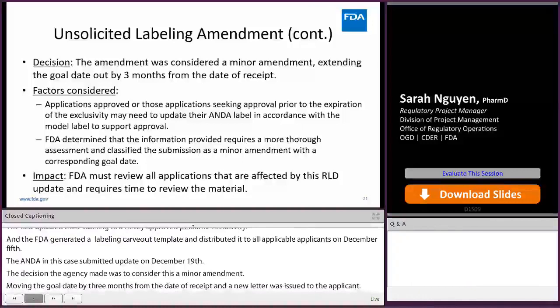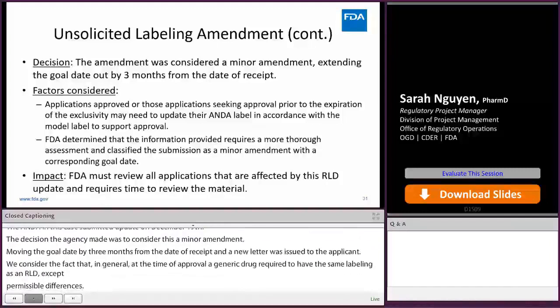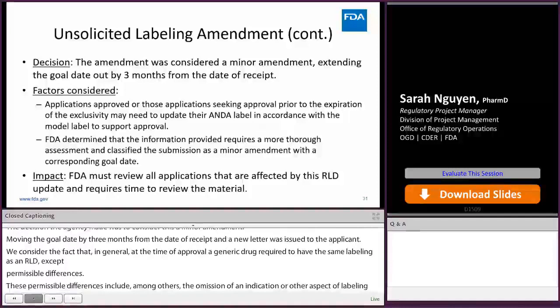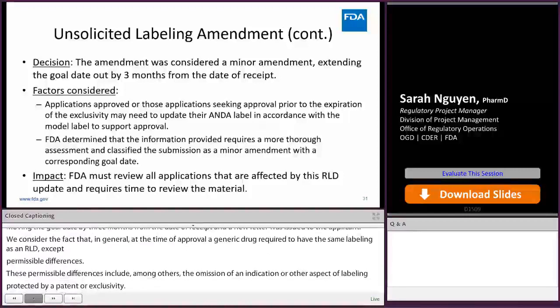These permissible differences include, among others, the omission of an indication or other aspect of labeling protected by patent or exclusivity. The Division of Labeling notes in their correspondence to applicants that applications approved or those applications seeking approval prior to the expiration of the exclusivity may need to update their ANDA labeling in accordance with the attached model label. If upon review of the attached model label, you seek to submit an updated label to support approval, please do so in an amendment to your application.